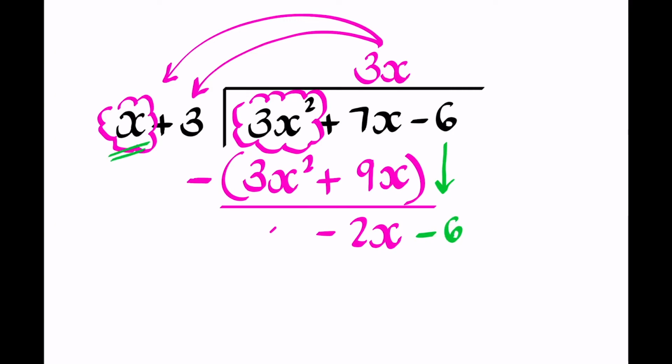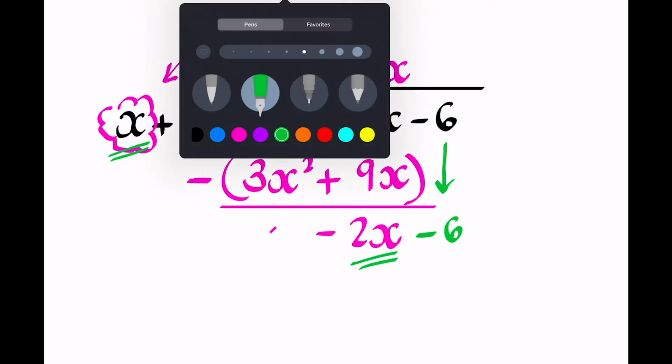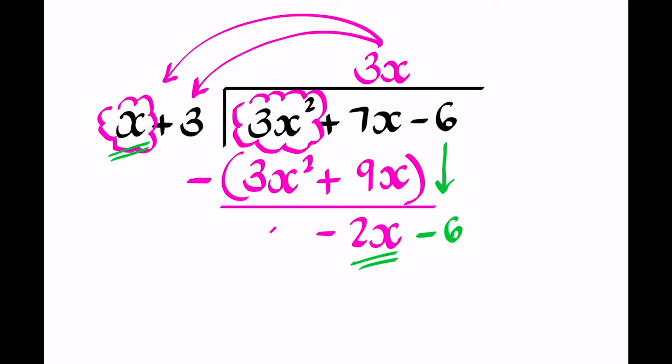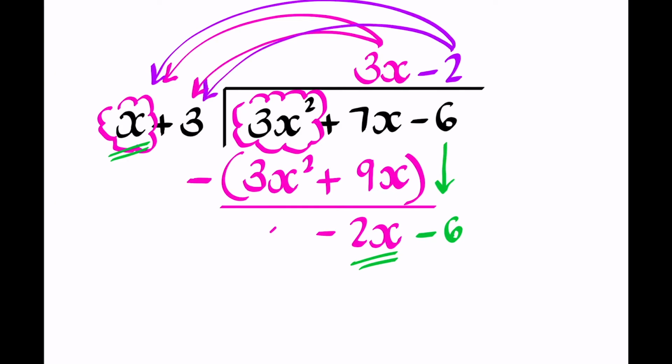Again, I'm going to use my highest degree in both of my expressions and divide them. So now I have minus 2x divided by x, and minus 2x divided by x is negative 2, so that's a constant, so I'm going to put that in my constant column. Now I'm going to take that negative 2 and multiply it with both of these terms. So negative 2 times x is negative 2x. Negative 2 times positive 3 is negative 6.